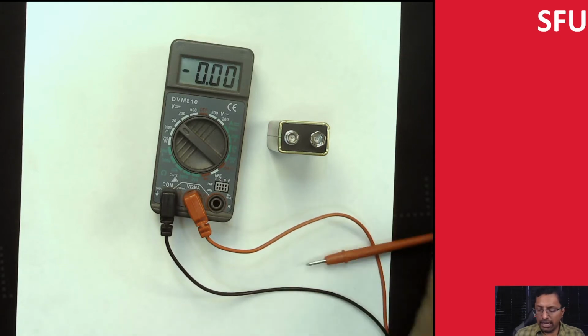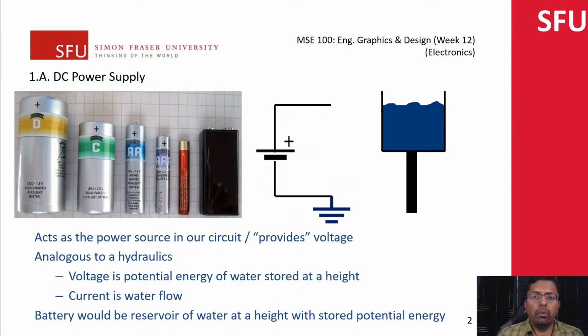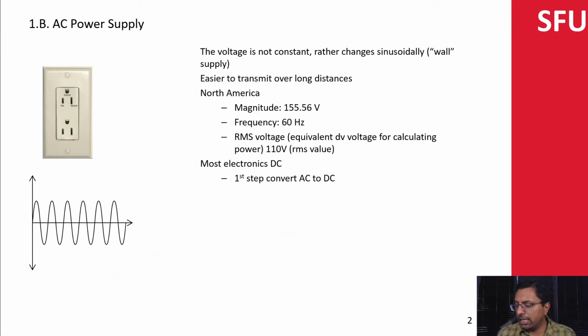So let's get back and look at the next type of power we're going to be looking at. That's known as AC power. So far, we looked at DC, or direct current, where the voltage actually remains constant. And then you also have something known as alternating current, or AC power.